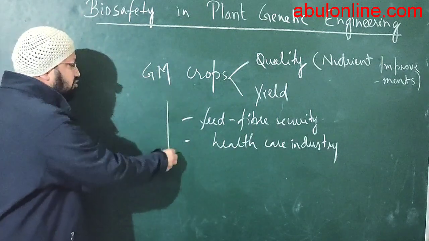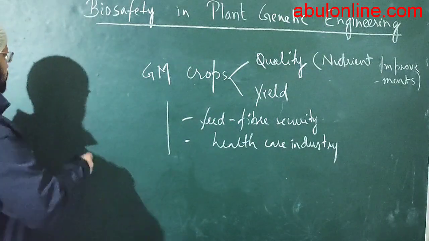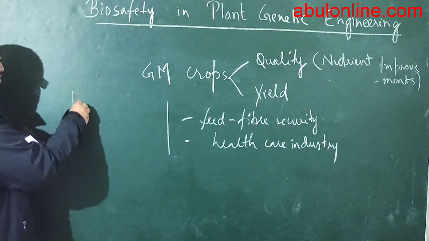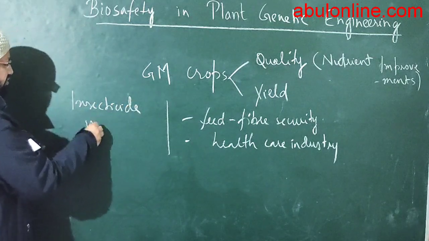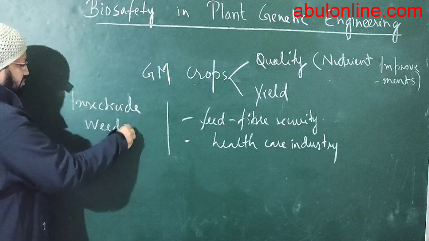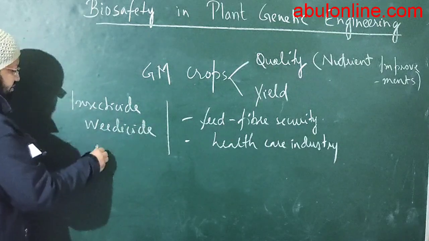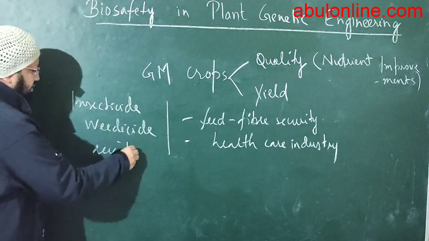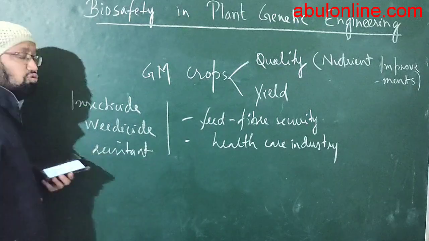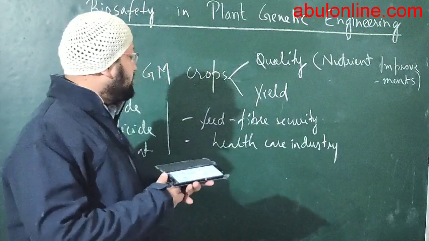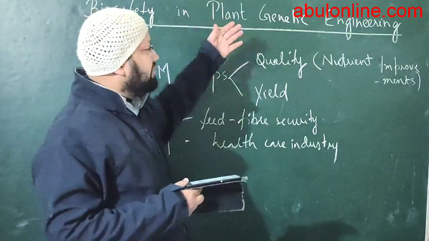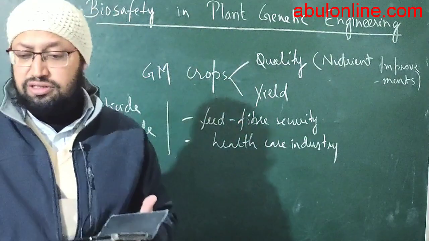The best and most common examples that we know are the production of insecticide and weedicide resistant plants. And the best example, you know, is BT cotton, which we have discussed in great detail. So these are the positive sides of plant genetic engineering or plant tissue culture.